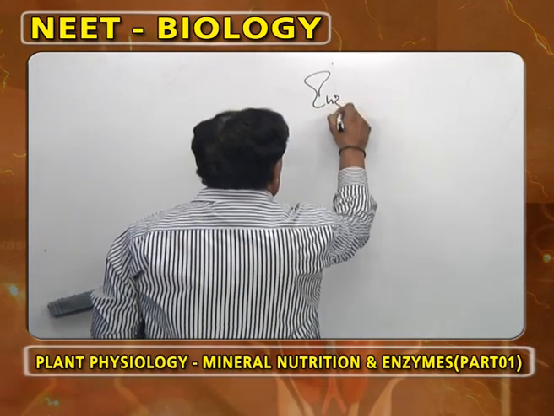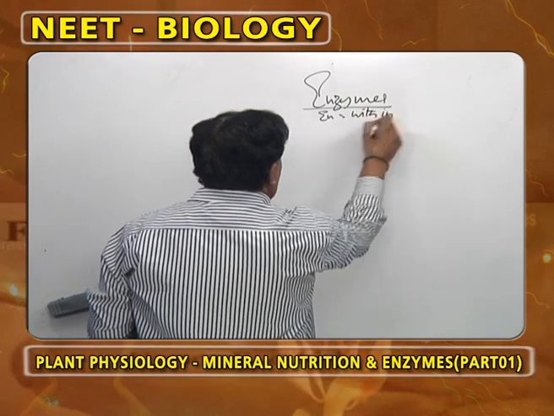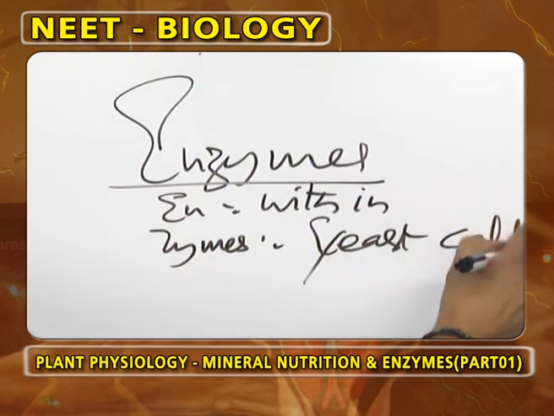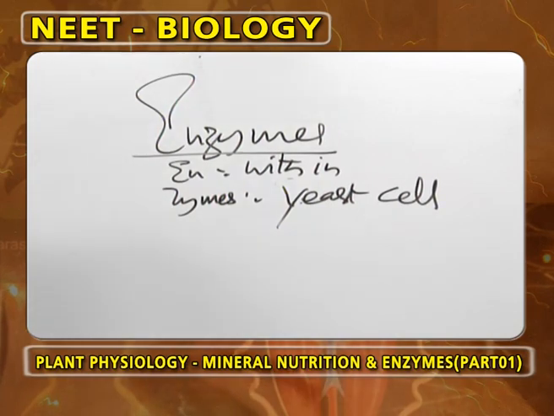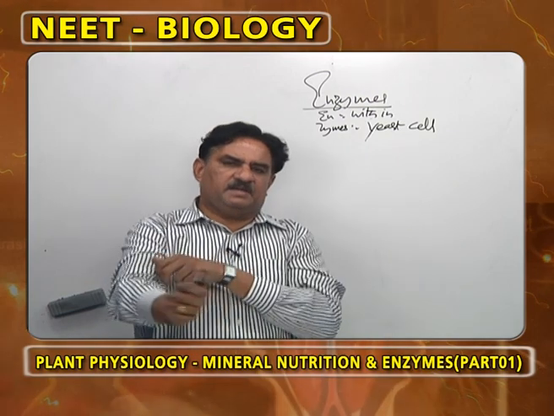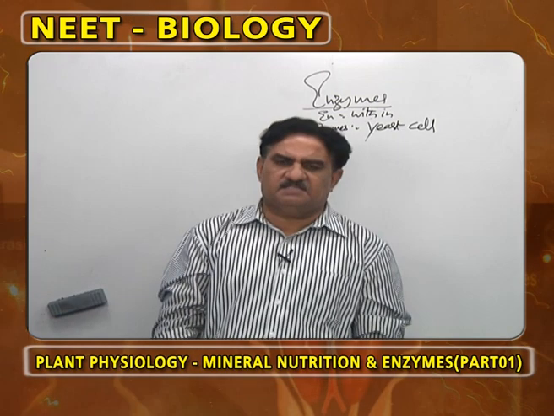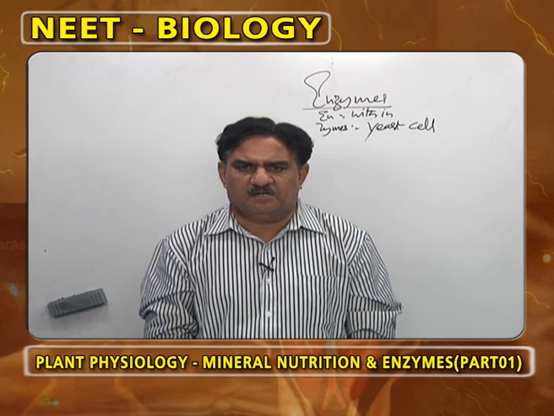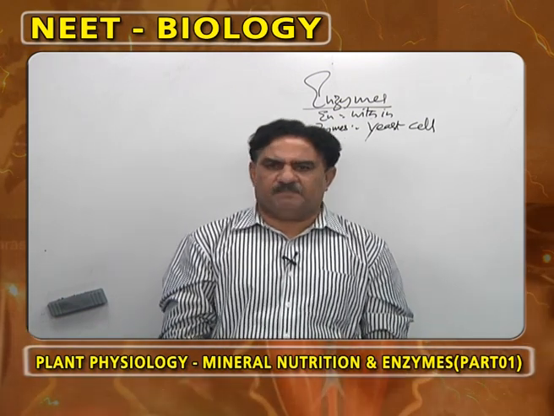Now enzymes. En means within, zyme means yeast. The components which were discovered within the yeast cells are called enzymes. The existence of enzymes was first described in the form of ferments by Louis Pasteur. Later the term enzyme for the ferments in yeast cells was given by Kuhne. Later the term zymase enzyme was given by Edward Buchner. Later J.B. Sumner isolated urease enzyme in a pure crystalline form from jack bean plants.